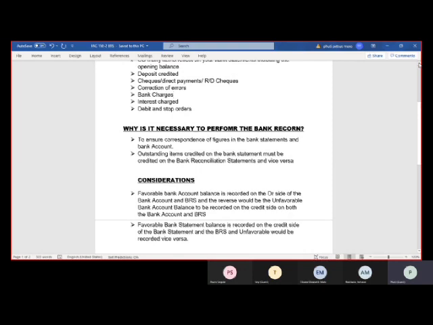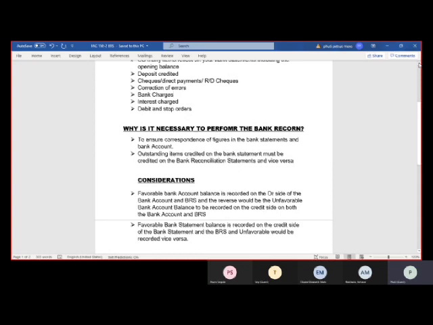All right. I've got a question here. It says, why is it necessary to perform the bank reconciliation? The main issue is to ensure correspondence of figures in the bank statement as well as your bank account. So should there be no correspondence with regards to these figures, it means that the reconciliation must be performed, right? And any outstanding credit in the bank statement must be created into the bank reconciliation statement, or the other way around.